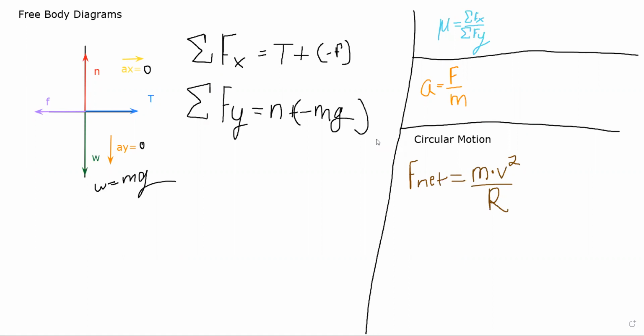I'm just going to quickly go over some important equations and general thought processes for chapter 5, which is essentially just applications of chapter 4. So we're going to start off on the left.